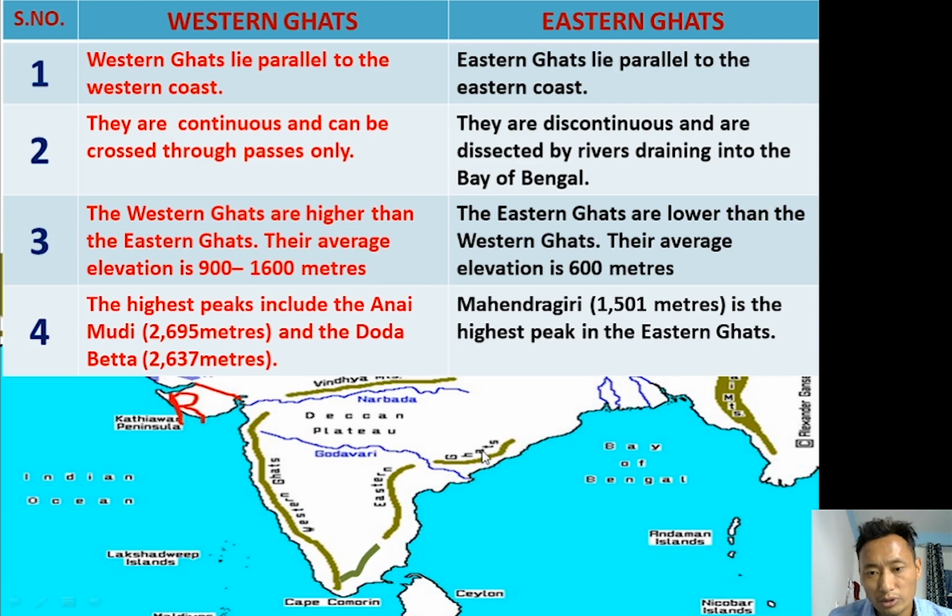And if we talk about the highest peak of Eastern Ghats, it is called Mahendragiri. The height is 1,501 meters above sea level. So Mahendragiri is the highest peak in Eastern Ghats. So these are some of the differences or characteristics of Western Ghats and the Eastern Ghats.